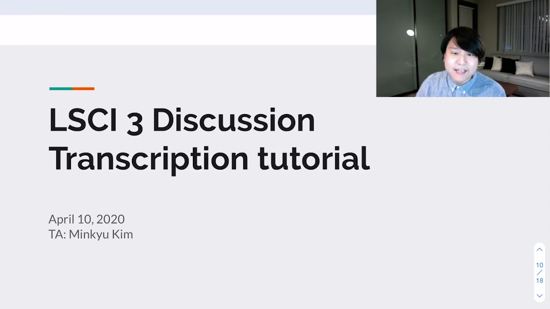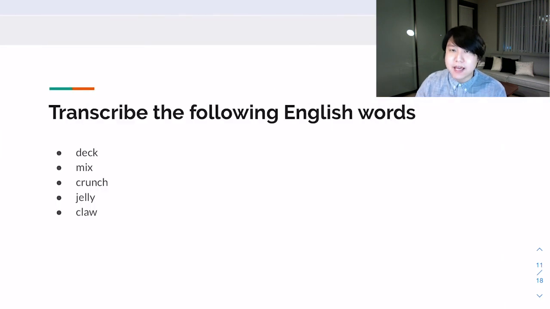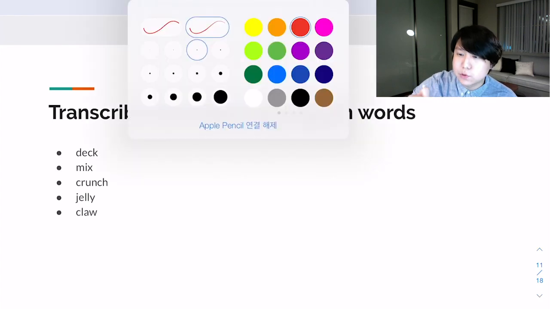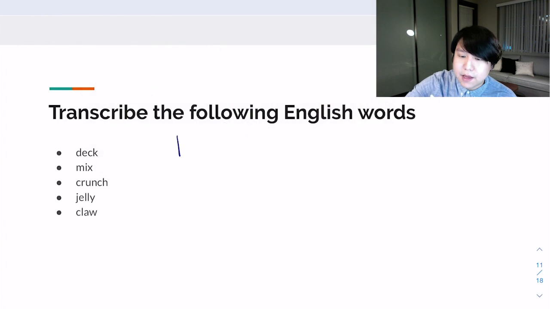Hi, in this second video, I'm going to give you a tutorial on how to transcribe English words into IPA, or International Phonetic Alphabet. Let's say deck, d-e-k. First it's the D sound, and there's a vowel, and then the final consonant is a K. It's spelled CK, but it's a single consonant K, deck.